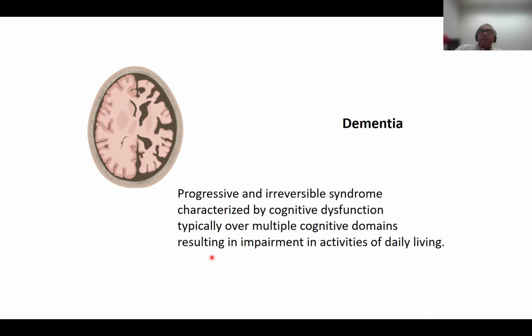And it has to be severe enough that it affects your ADLs, or your activities of daily living. There are precursor states, such as what we call mild cognitive impairment, where you can have cognitive dysfunction, but it hasn't progressed to the point where it's affecting your daily life. And so dementia is technically once you have that functional decline.